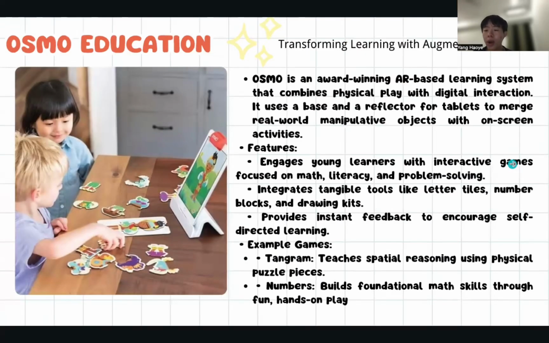I will show you and talk about what Osmo is. Osmo Education is one of the most innovative tools for early childhood education classrooms. It is a learning system that uses AR to merge physical play with digital interactions. Here's how it works. Osmo uses a base and a small reflector placed on the tablet camera. This setup allows the tablet to recognize and interact with physical objects such as number tiles or letter blocks, which students manipulate in real life.